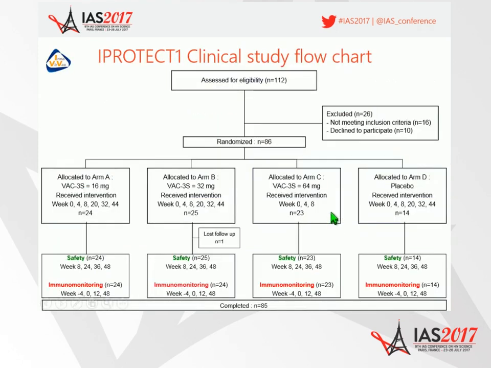This is the flow chart showing you that 112 patients were eligible, 86 were randomized and 85 completed, and you can see that the patients have been randomly spread into the various arms with the same type of numbers.